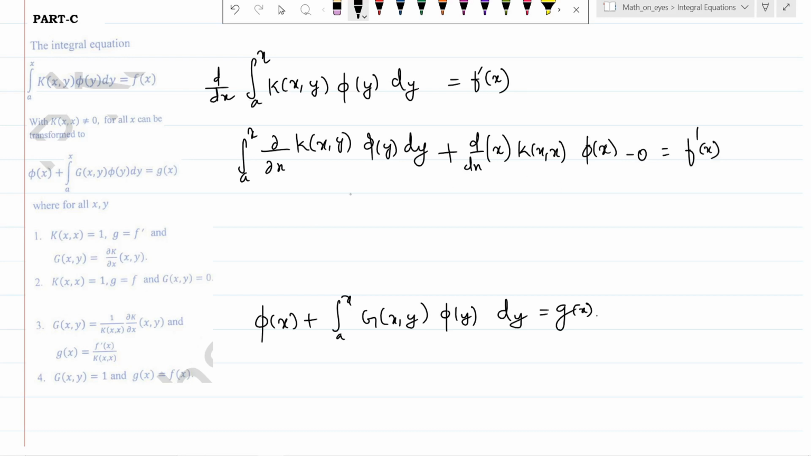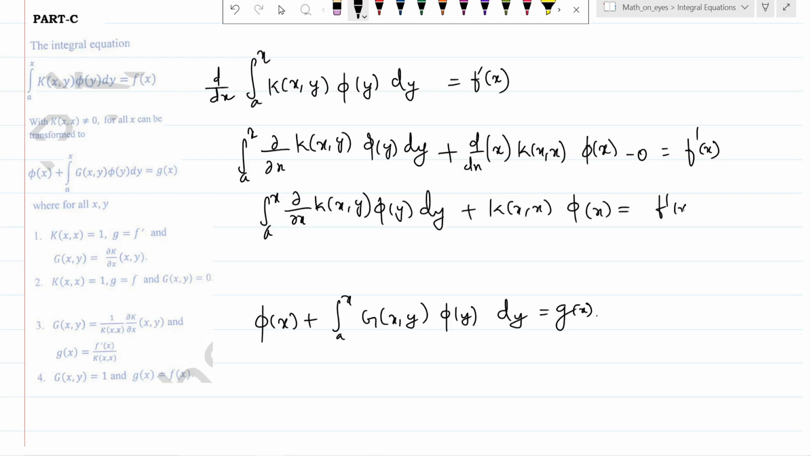So we get this type, and this is equal to integral a to x dou by dou x of k of x comma y into phi of y dy, and d by dx of x will be 1. So we get k of x comma x into phi of x is equal to f dash of x. When you compare these two equations, let me take them as first equation and second equation, g of x is equal to f dash of x. So g of x is equal to f dash of x. Look at the option g is equal to f dash. This one holds. G is equal to f, so this one fails.